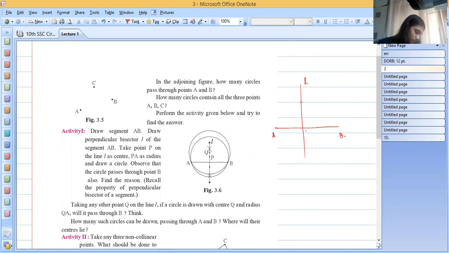तो देखो पहले तो बताया कि L is perpendicular bisector of AB. तो suppose ये पॉइंट है Q. So what is Q? Say midpoint of AB. Why? Because L is perpendicular bisector of AB.